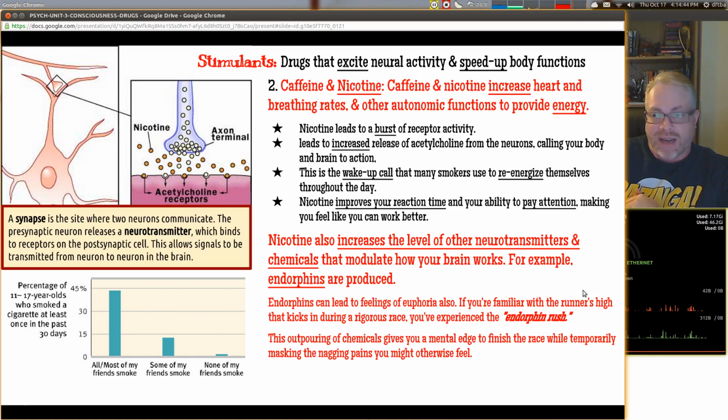Nicotine can improve your reaction time and your ability to pay attention, and it makes you feel like you can work better and faster. It increases the level of neurotransmitters and chemicals that modulate how your brain works. So endorphins are produced as well, which can lead to feelings of euphoria. You've got this endorphin rush, and some people talk about that with long distance running, if you've run cross country.